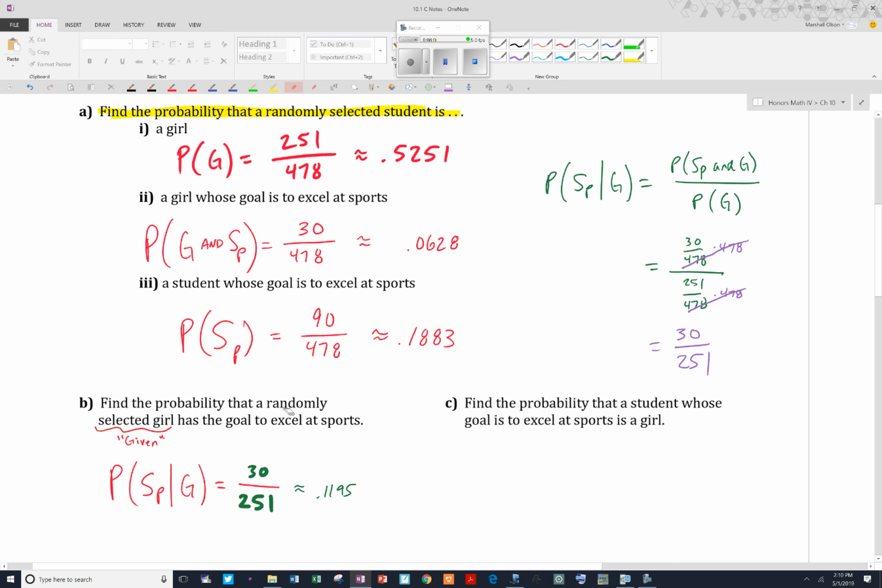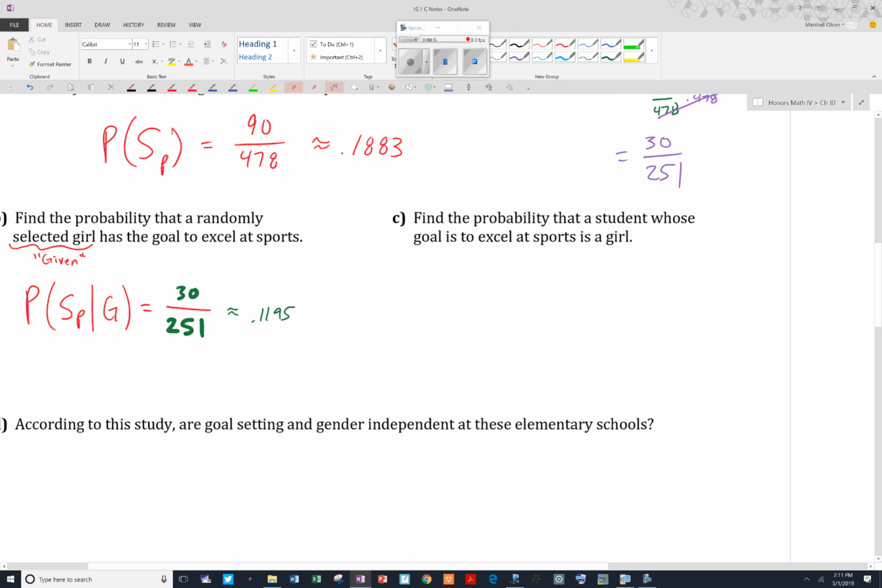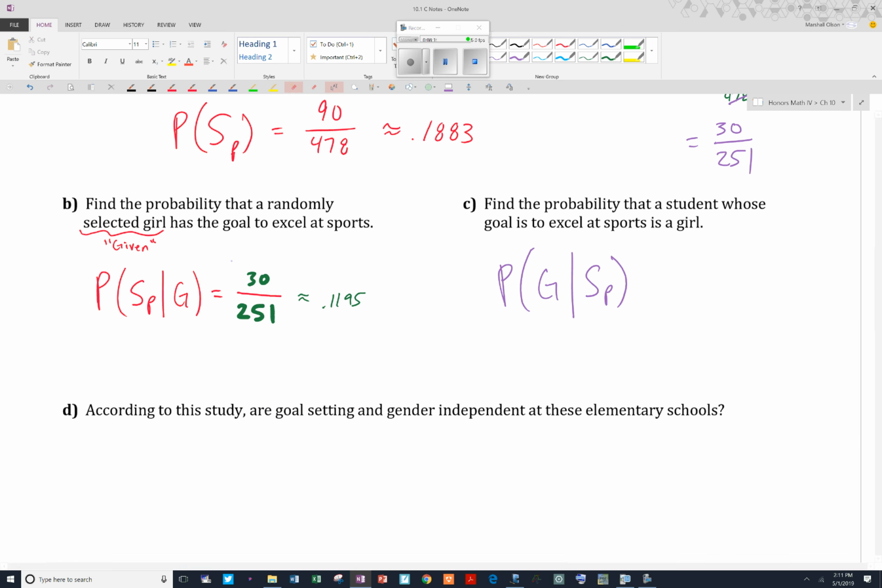Questions on that at all? All right. So then let's find this one. Find the probability that a student whose goal is to excel at sports is a girl. We're looking for the probability that somebody's a girl given that we know that their goal is to excel at sports. Now, what we just did there, do you notice how these two are the same things but flipped around? That's called reversing the condition. All right? Reversing the condition.